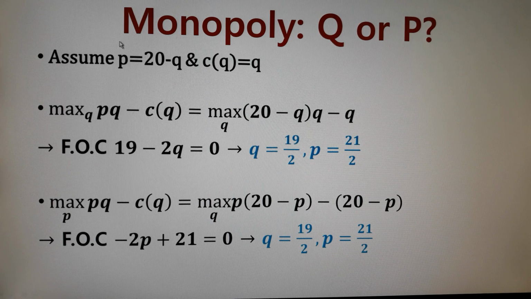So when you choose a price like 11, the quantity would automatically be 9. If you choose a quantity like 15, the price would automatically be 5. So you choose Q, P would follow. You choose P, Q would follow. Unfortunately, if Q increases, P decreases; if P increases, Q decreases. So if you are a monopoly company, would you rather choose Q or P?